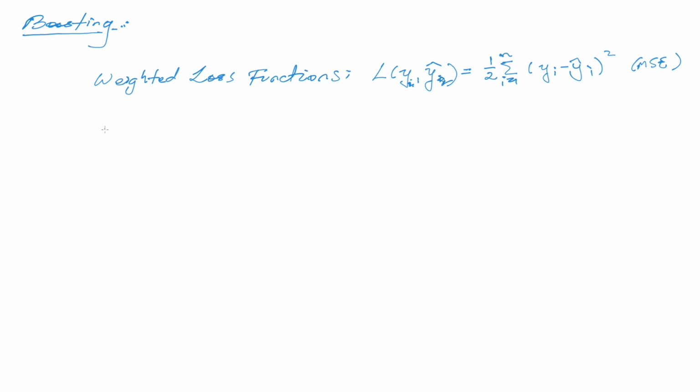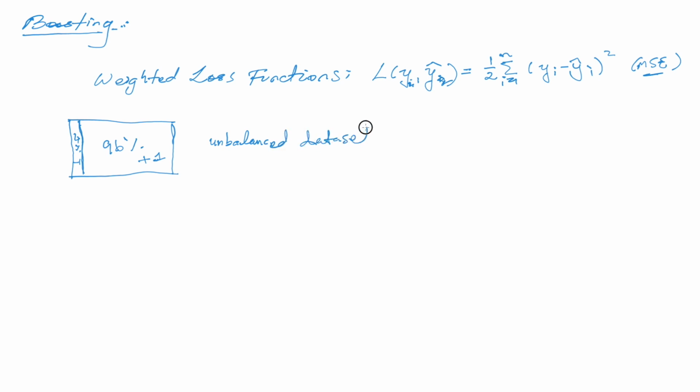Okay, but suppose you had the following scenario. Well, we wouldn't use mean squared error for classification, but let's just say that you had a data set that was 96% in the positive class and 4% in the negative class. Now, this is called an unbalanced data set. Actually, sorry, let me change this around to positive and this to being negative.